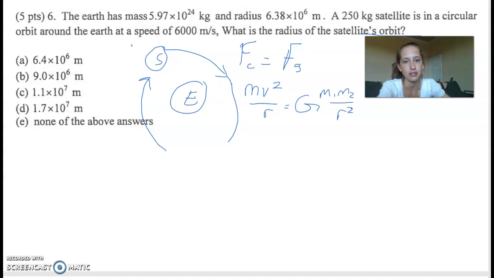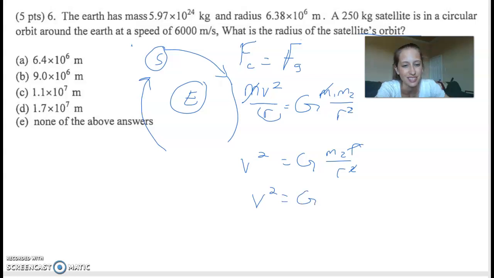Well, the mass of the satellite is on both sides, so that cancels out. The velocity they gave us, you know what, we're not gonna plug numbers in yet. We're wondering, what is r? So let's clean this up a little bit. We got v squared equals big G m2 over r squared. Instead of doing divided by r, I want to multiply by r on both sides and stick it over here. That way you can clearly see that that r cancels out with one of these r's. So we have, what's the radius? V squared equals big G m2 over r.